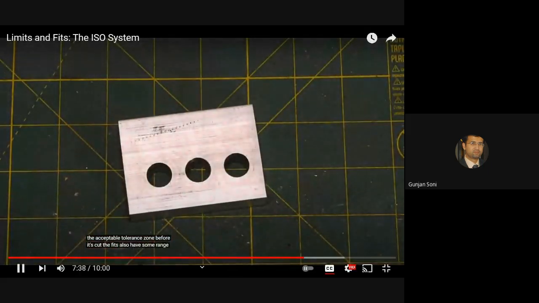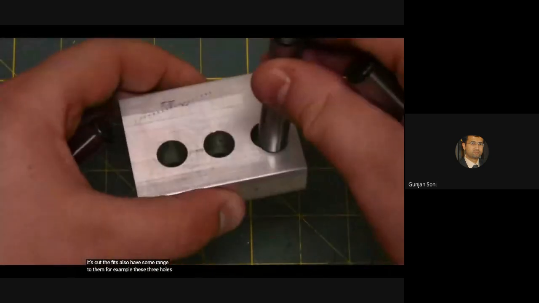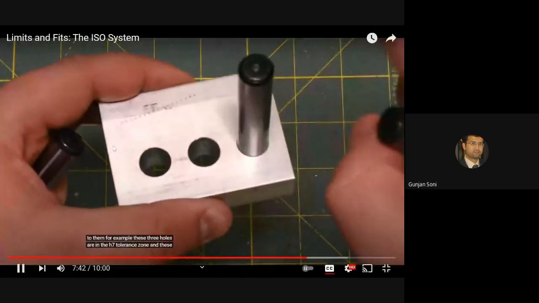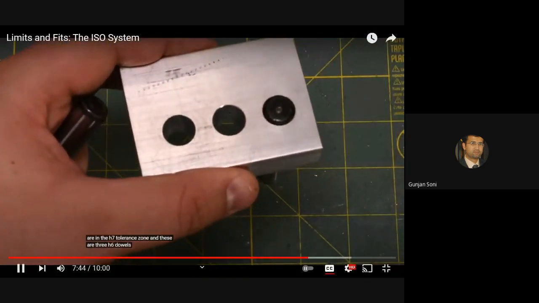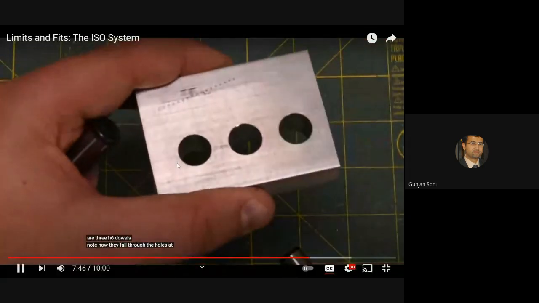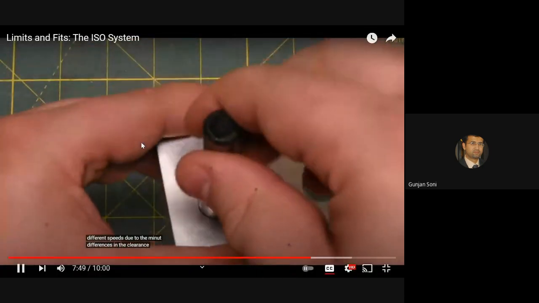The fits also have some range to them. For example, these three holes are in the H7 tolerance zone, and these are three H6 dowels. Note how they fall through the holes at different speeds due to the minute differences in the clearance.